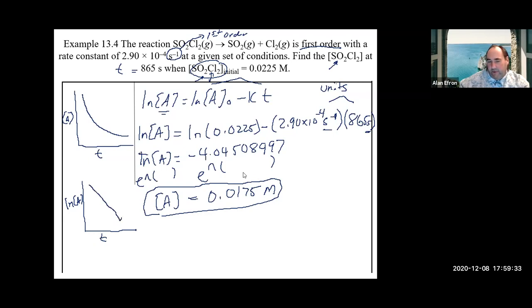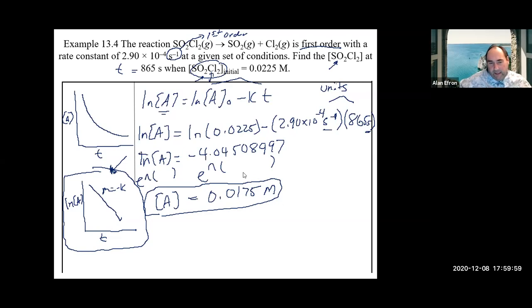If you did, say, multiple experiments, or even this particular one here, you would get that the slope of this would be minus K. Again, first order, most often people look at this graph. If you graphed experimental information and did this graph, this would probably be your most linear bet of what it would look like.